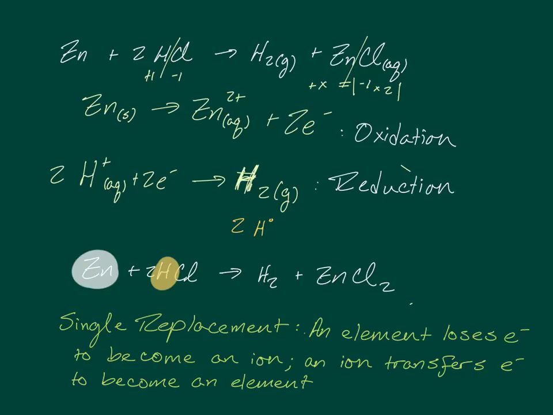In fact, I just realized I said something wrong here, and I'm going to hopefully fix it. It's not always that an element loses electrons, but it is always that an element transfers electrons. That's what I should have written. Transfers. Okay. And that's what we see here. Zinc has transferred those electrons to become an ion, and hydrogen has transferred electrons to become an element.